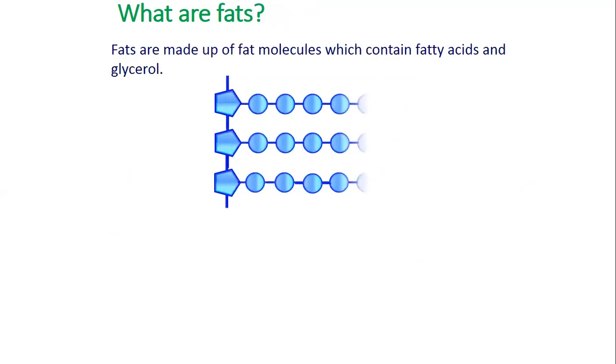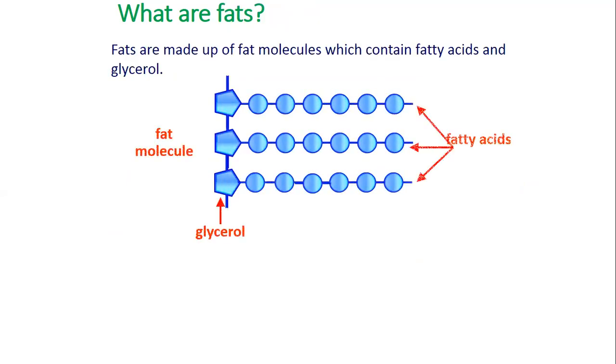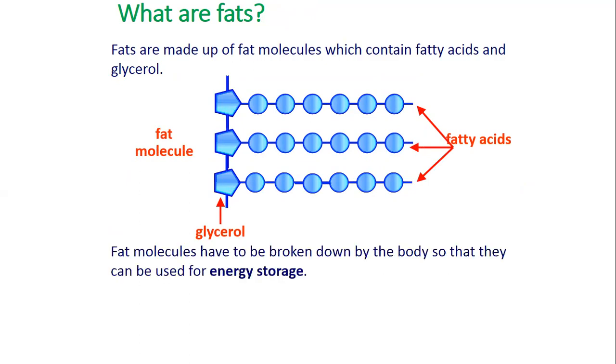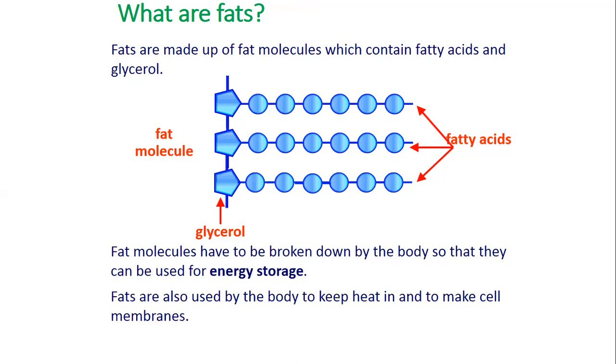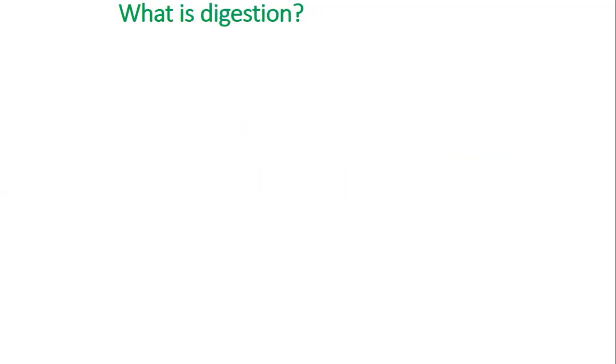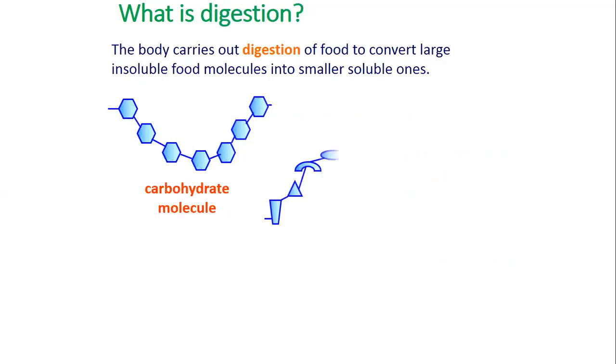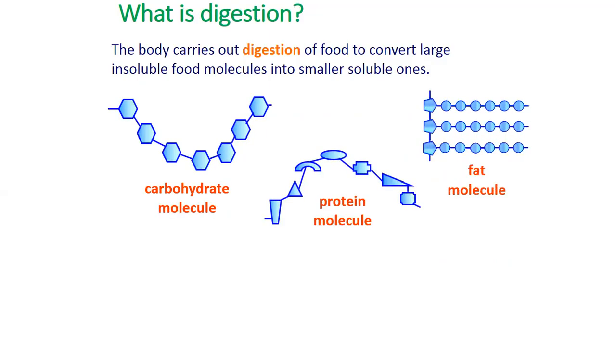What are fats? Fats are made up of fat molecules which contain fatty acids and glycerol. This is the fatty acid and the glycerol. Fat molecules have to be broken down by the body so that they can be used for energy storage. Fats are also used by the body to keep heat in and to make cell membranes. What is digestion? The body carries out digestion of food to convert large insoluble molecules into smaller soluble ones.